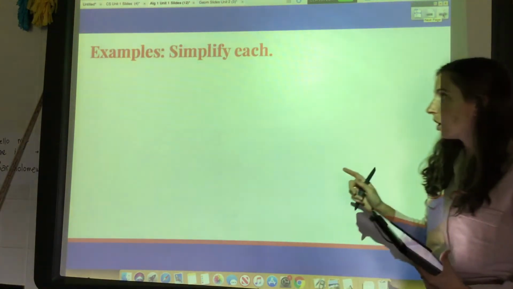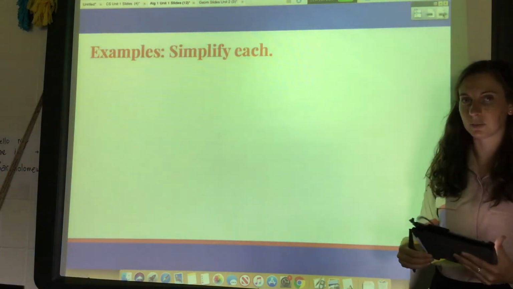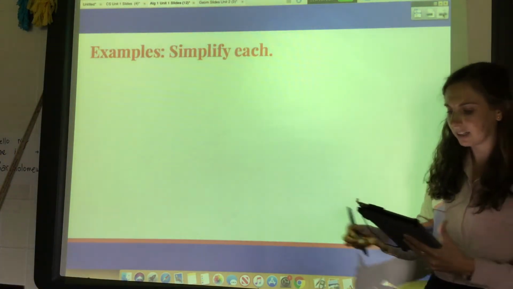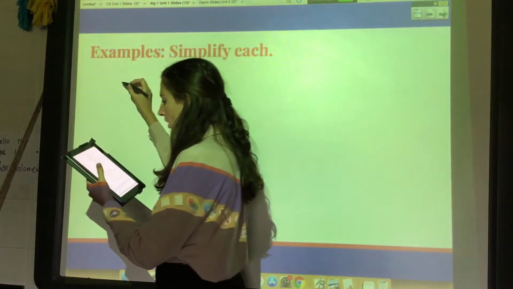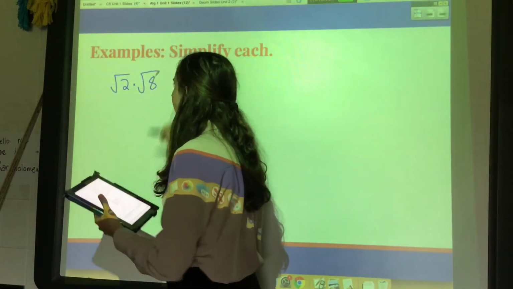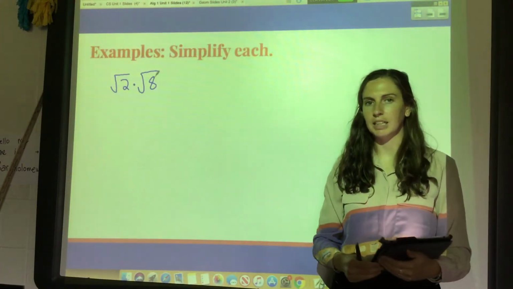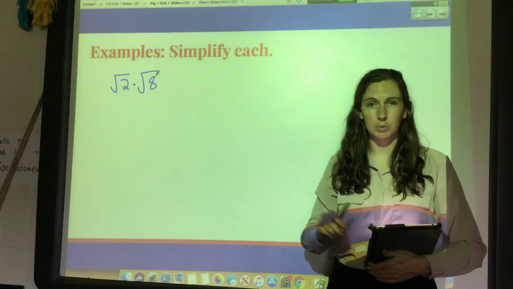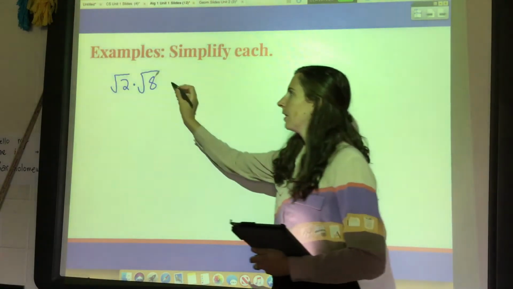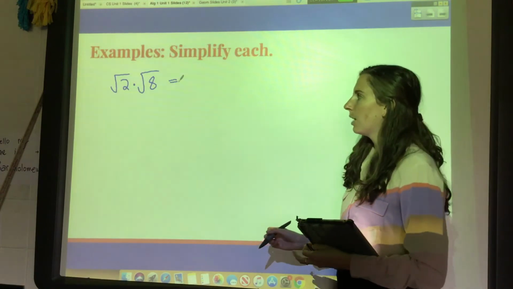And our goal in simplifying these is not to get a decimal out. You should not be putting this in the calculator. For example, let's do the square root of 2 times the square root of 8. Yes, you could put that in the calculator and see what it gives you, but you should be able to do these without a calculator. It seems like it might be an irrational number, but watch what happens.